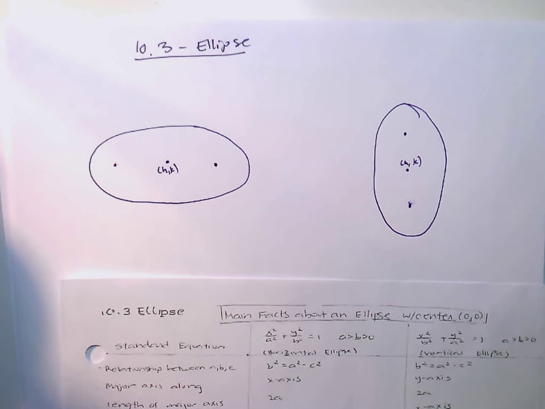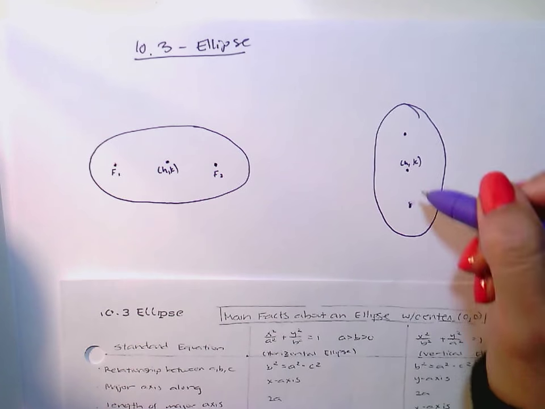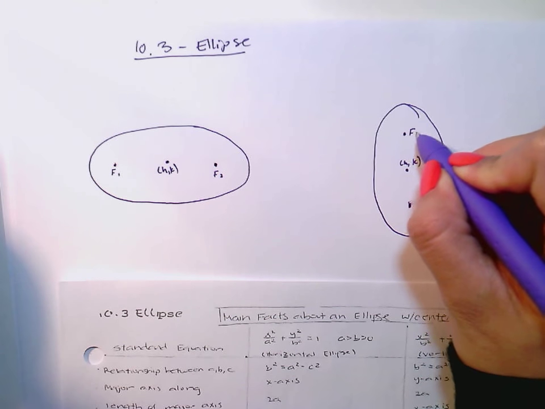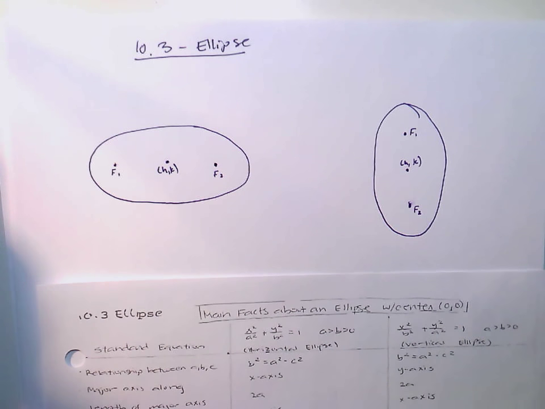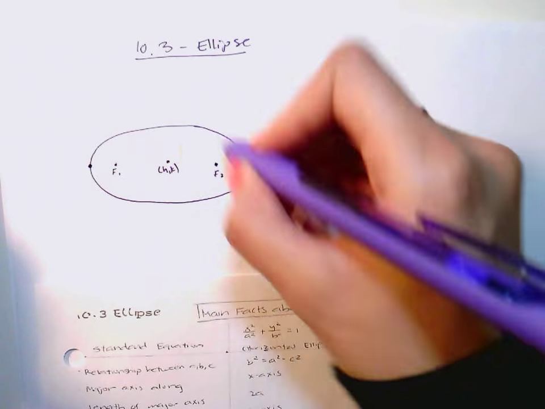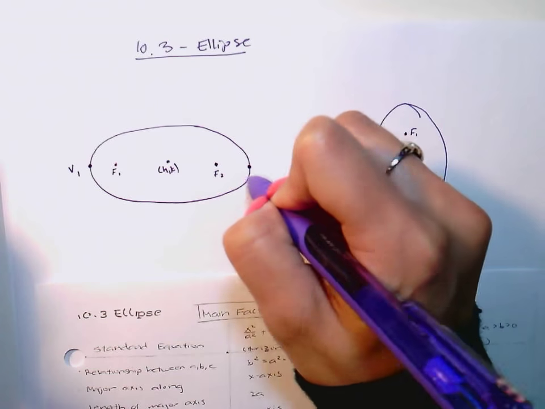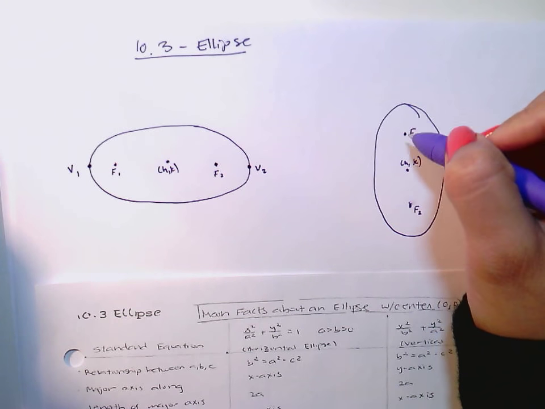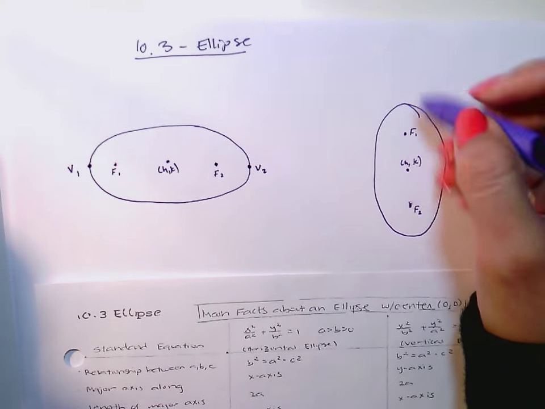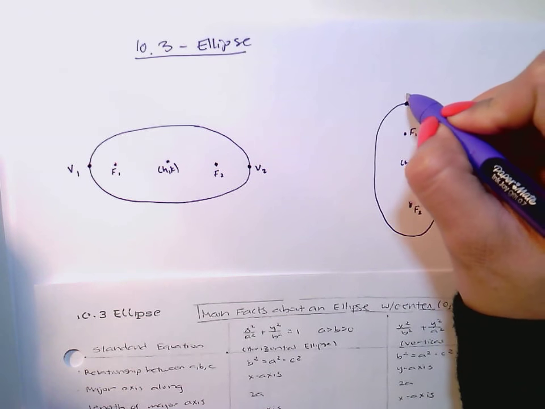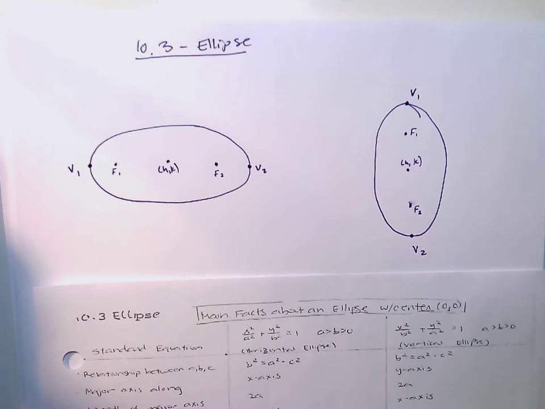So again, let's go ahead and label our foci. This is focus 1, and this is focus 2. And if we're going vertically, I'm going to call this one focus 1, and this one focus 2. We also have vertices on the ellipses. Those vertices are going to be aligned with those foci, also with the center. So I'm going to call this vertex 1, and this one vertex 2. And we align the vertices the same way for the ellipse that has a longer side vertically. So this is vertex 1, and this one's vertex 2.